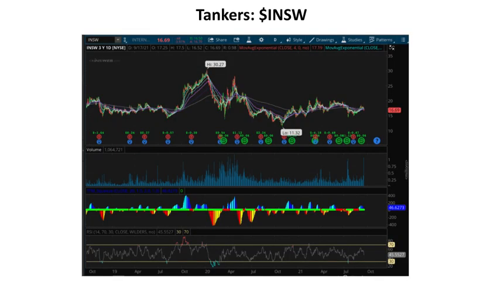And yeah, just looking at one of the tanker names, INSW, this is the daily chart. You can see since COVID it pushed up to 30 at the beginning, and then quickly pushed back down to the all-time low, 11.32, and now it's just lingering around $14 to $16. But when COVID starts to improve, we probably will see the INSW stock price start to pick up from there.